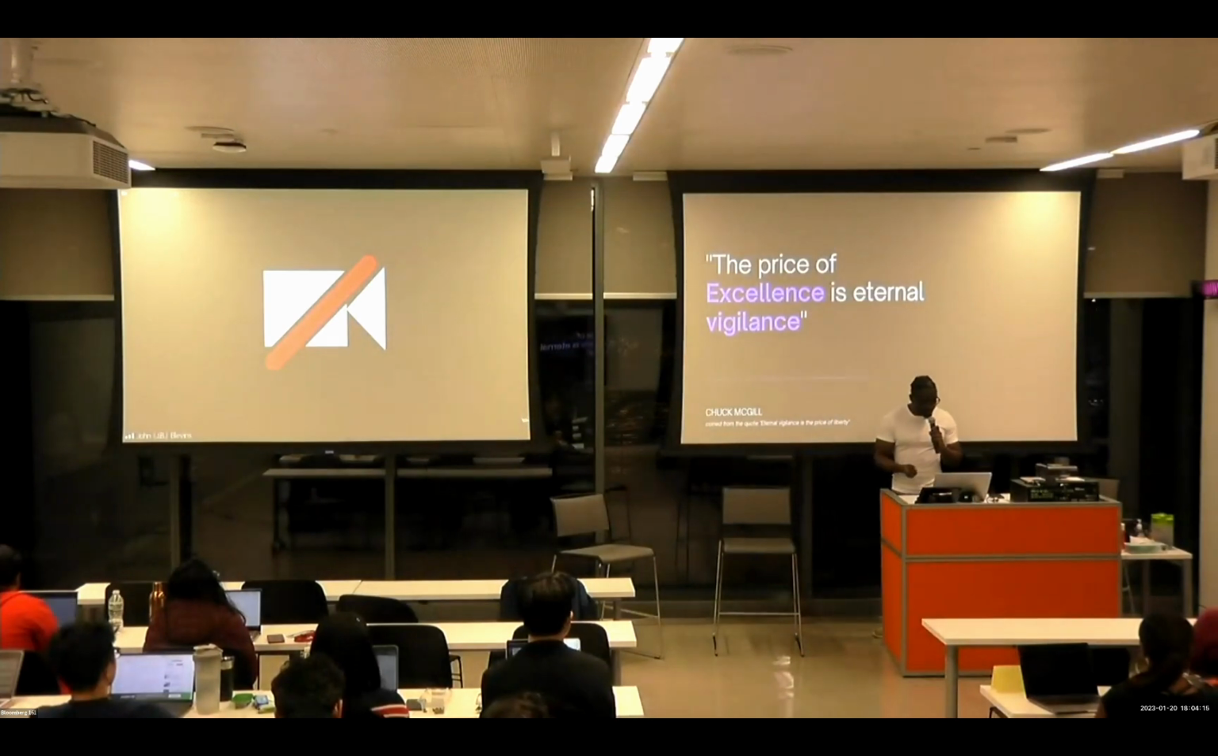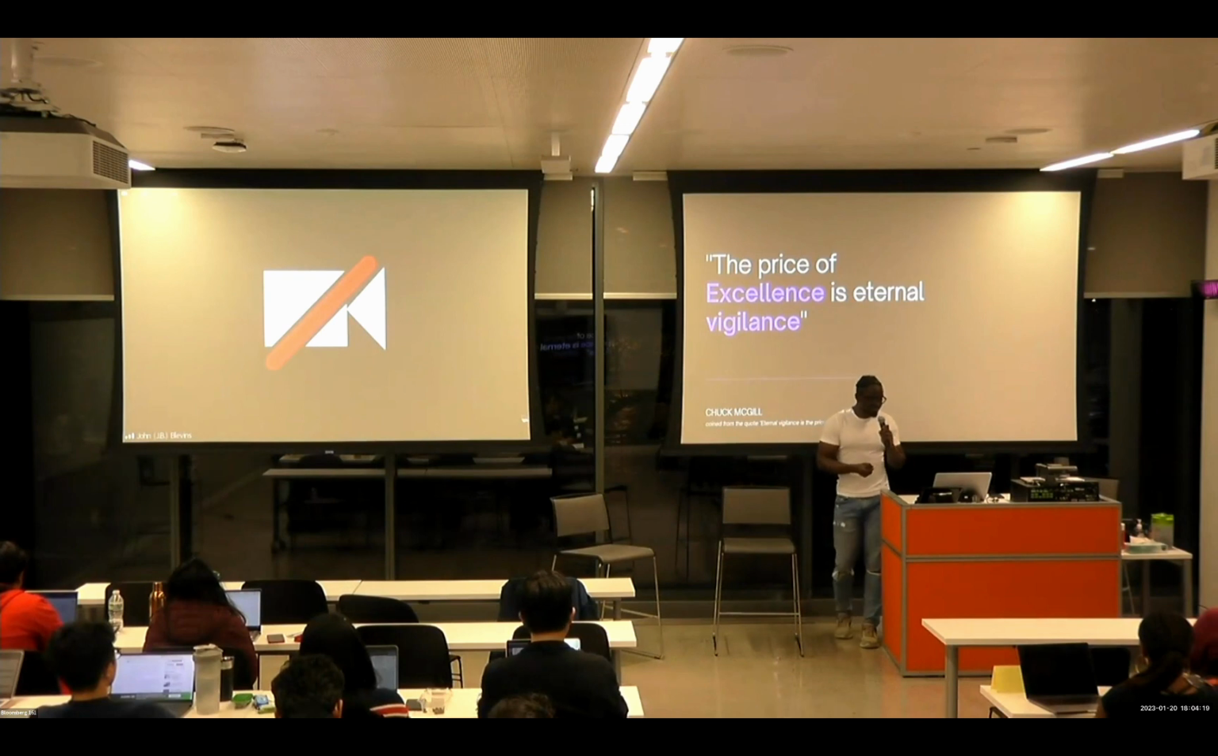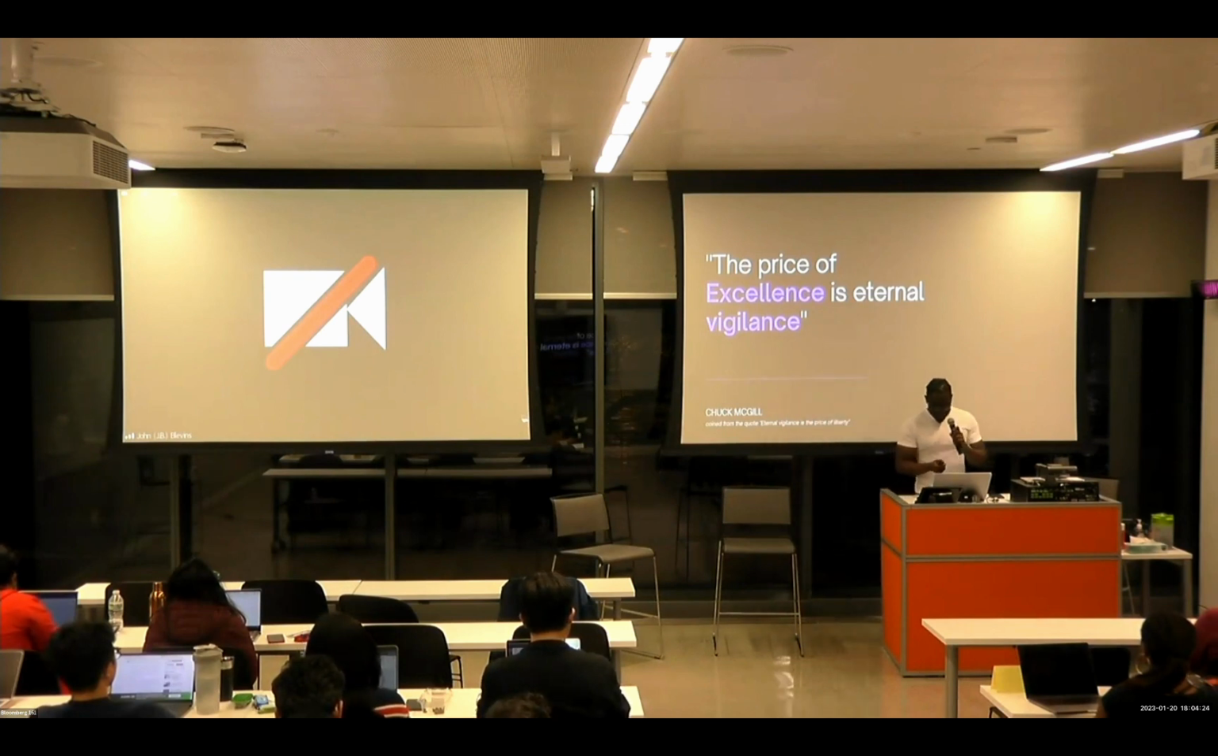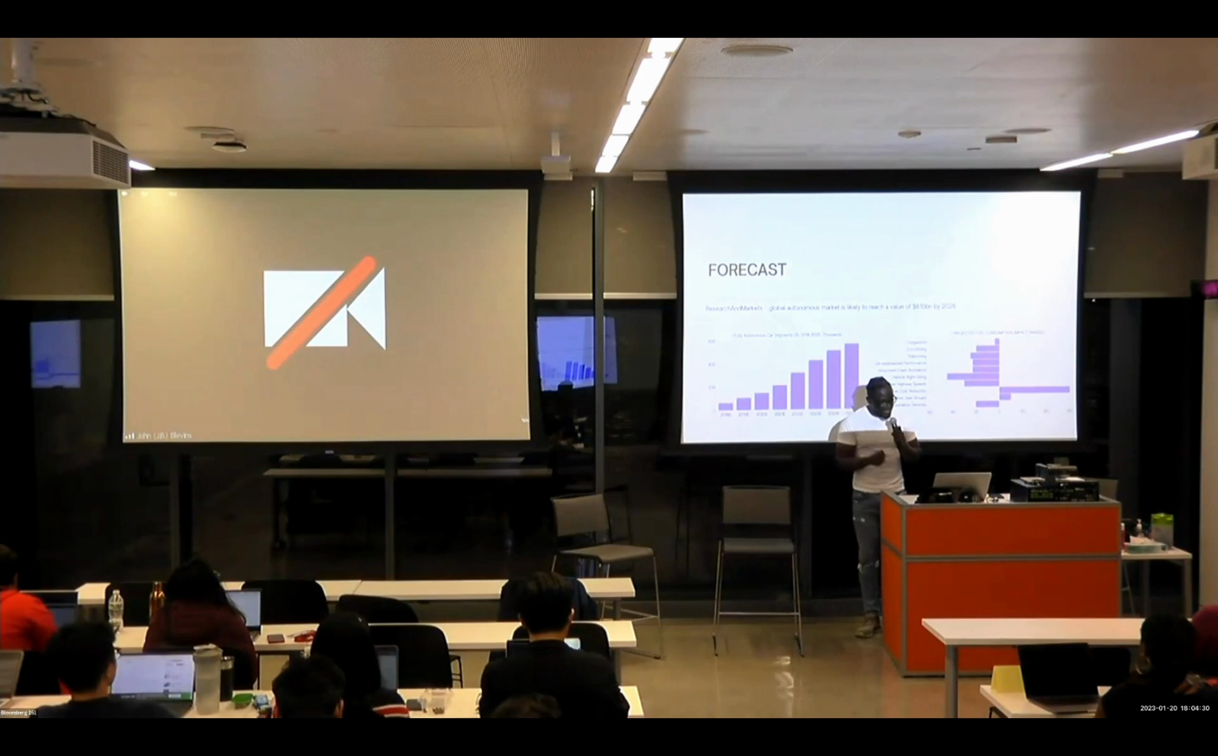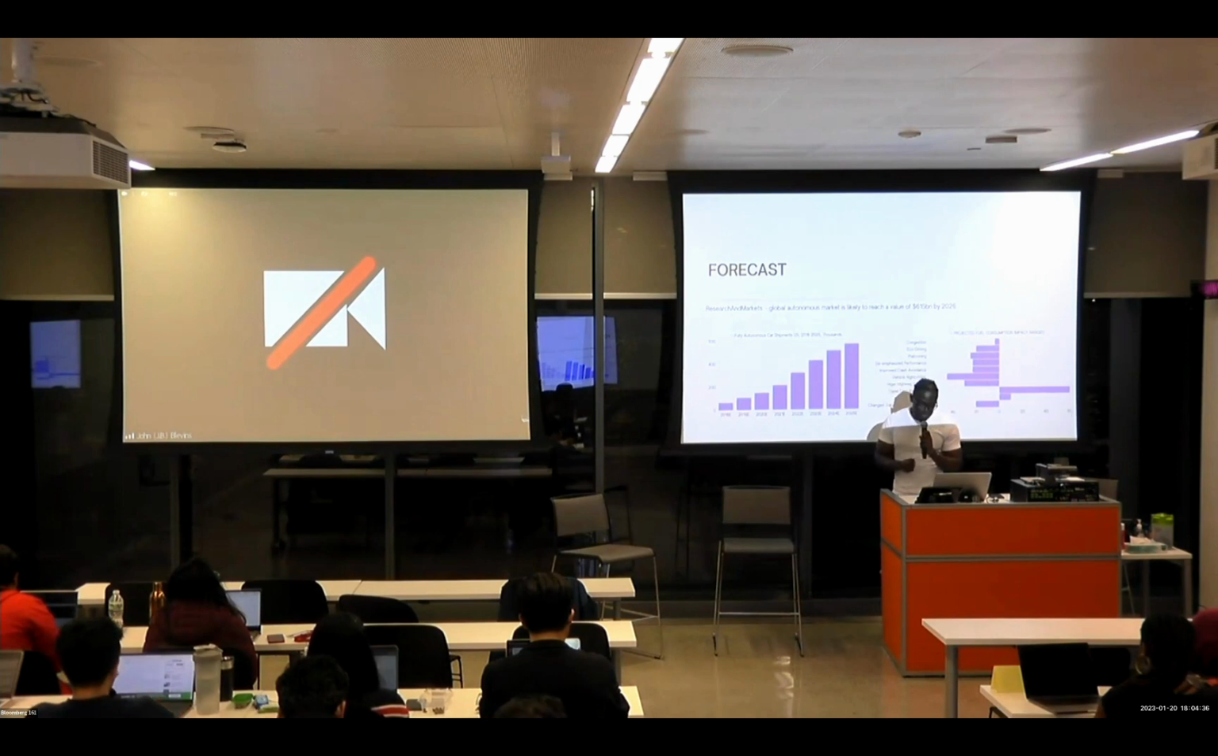Another of my favorite quotes: the price of excellence is eternal vigilance, if anyone has seen Better Call Saul. But also in the forecast, we show that the global autonomous vehicle market has a potential to be worth $615 billion by 2026.